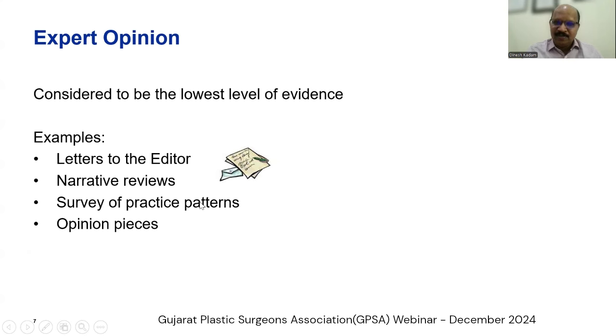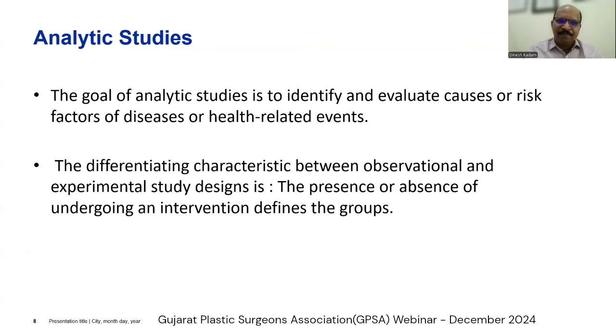A survey of practice could be a survey to find out the sort of practice of, let's say, anticoagulants among microsurgeons. That could be just a survey. That could be level five evidence.